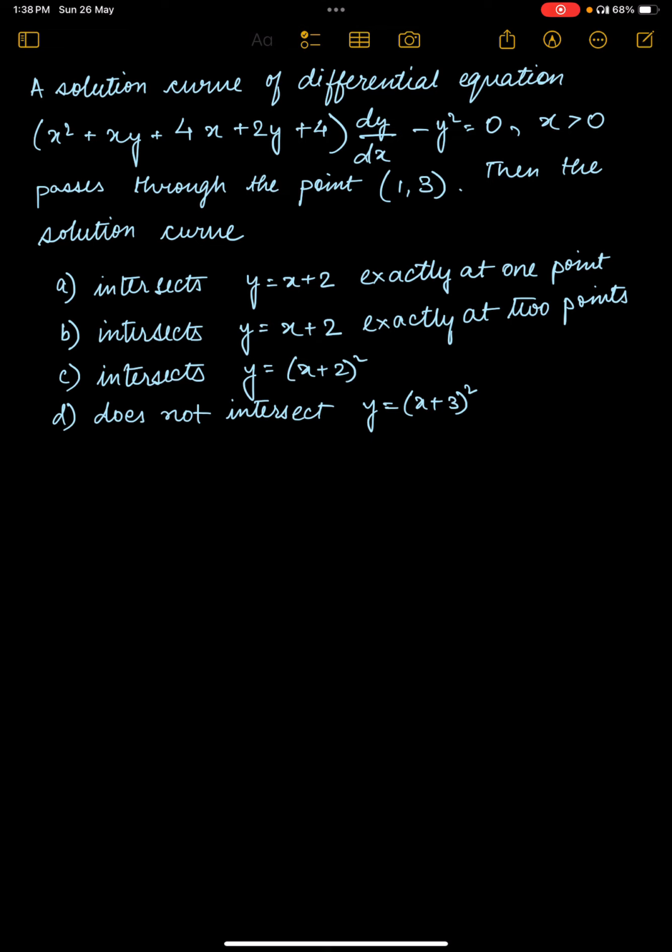So the question is a solution curve of a differential equation given like this: x squared plus xy plus 4x plus 2y plus 4 within bracket multiplied by dy by dx minus y square is equal to 0 when x is always greater than 0. This is a very important condition that x is always greater than 0. It passes through the point 1 comma 3, then the solution curve, and we are given four options. So this question is more than one options correct type of a question. So let us begin solving the problem.